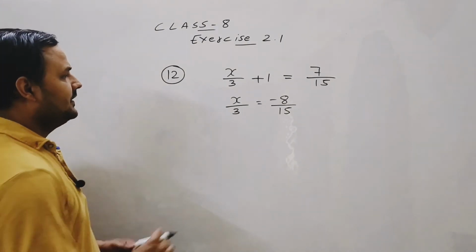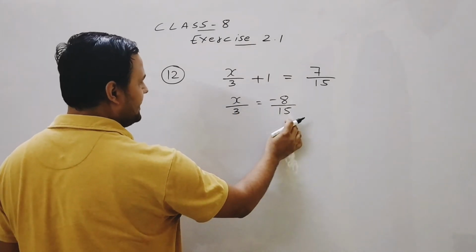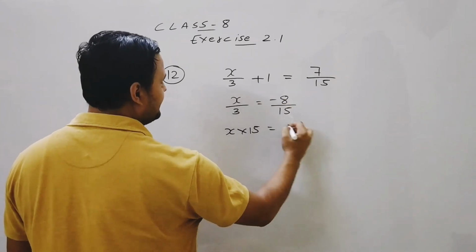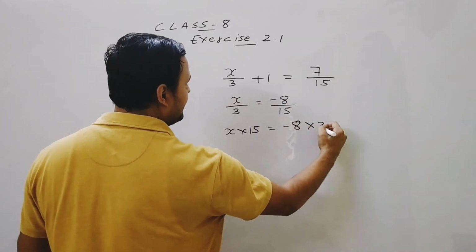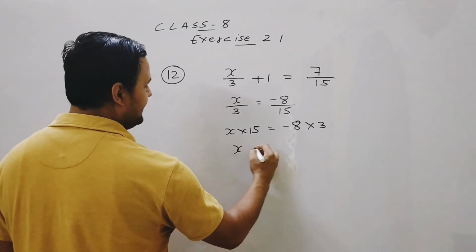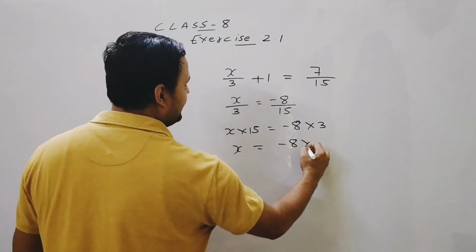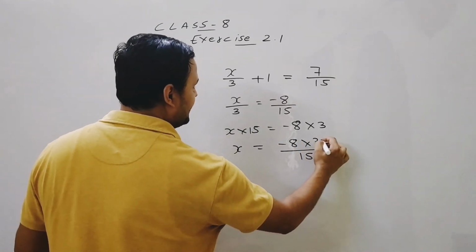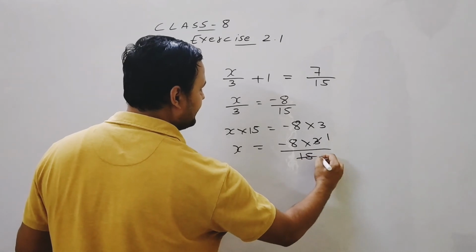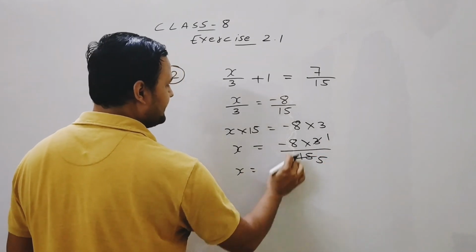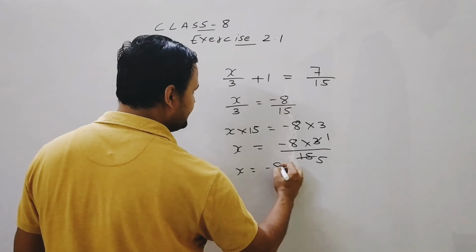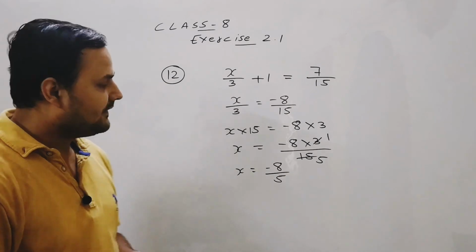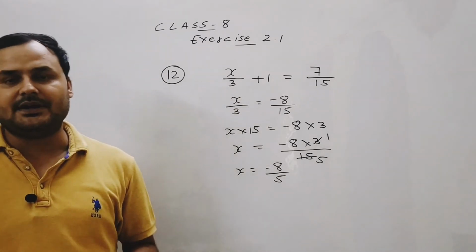So now again I am going to do cross multiply. So x into 15 equals minus 8 into 3. Now I have to find the value of x. So minus 8 into 3, this 15 will come this side, so divide. Now 3 ones are 3 and 3 fives are 15. So I got x equals minus 8 into 1 is minus 8, divided by 5. So for question number 12, the value of x equals minus 8 by 5.